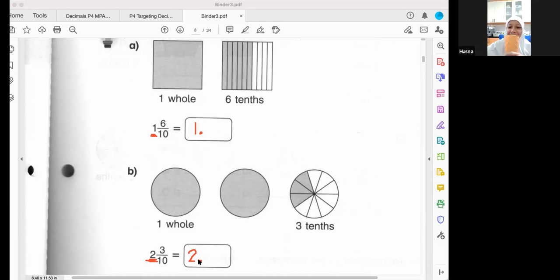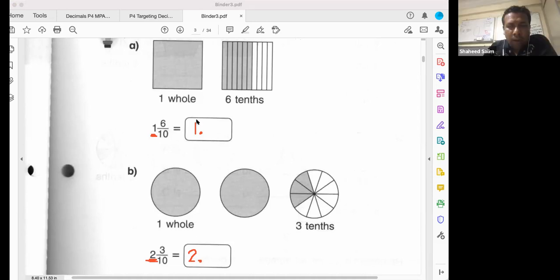So you see 1 whole before the fraction, you put 1 point something. 2 whole means 2 point something.